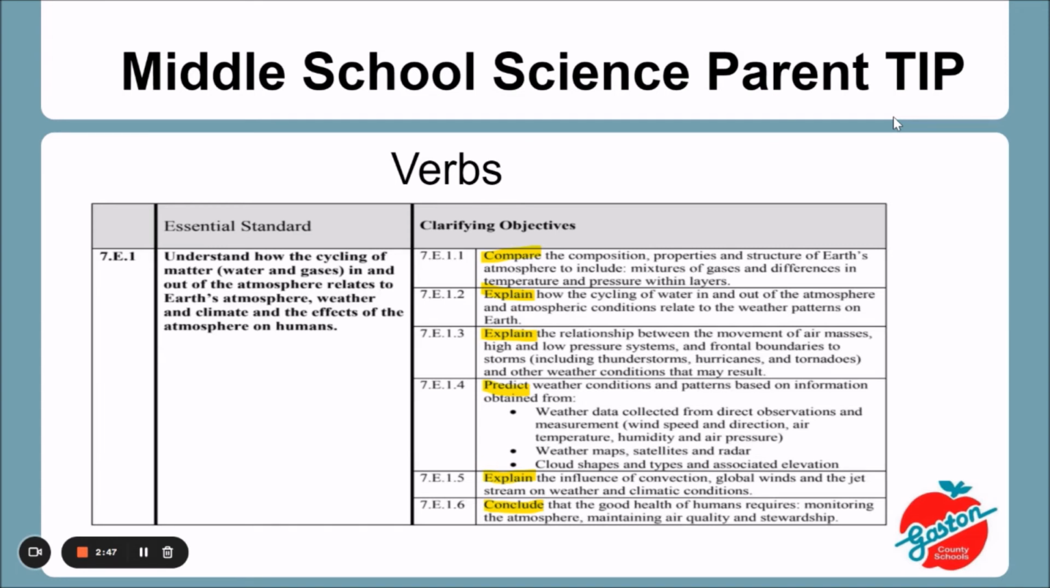This is a 7th grade standard. Here are some standards, and you'll notice the verbs that are highlighted. Compare, explain, predict, explain, conclude. It is very important that your students, your children, are able to identify the verbs and know what these verbs mean.